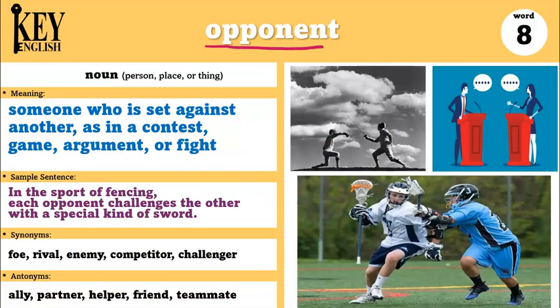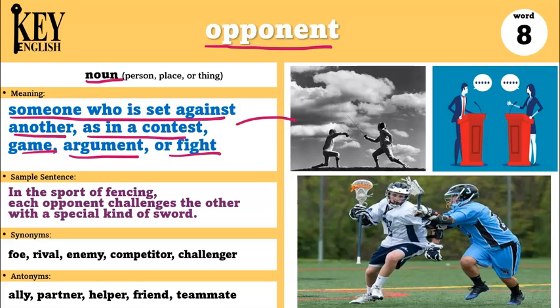Our next word is opponent. Opponent is a noun and it is someone who is set against another, as in a contest, game, argument, or fight. So you can think about opponent as the person that you are going against. You're either fighting against them or playing a game against them or doing something in a contest against them.